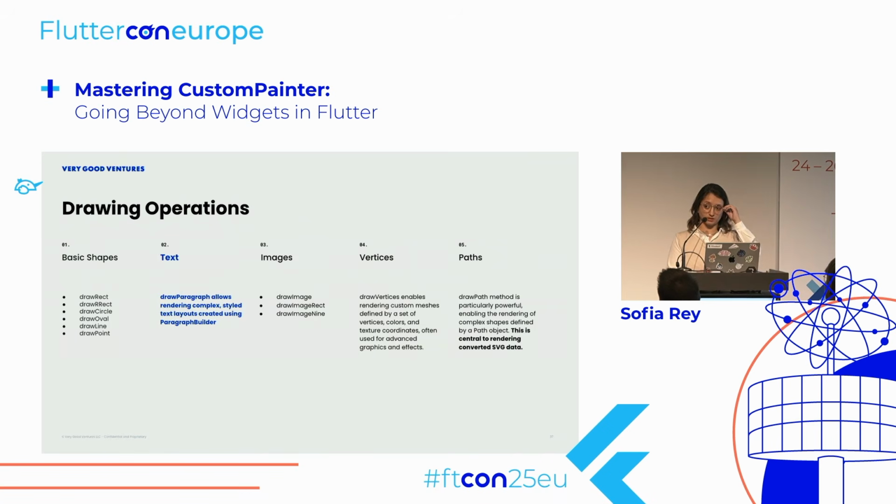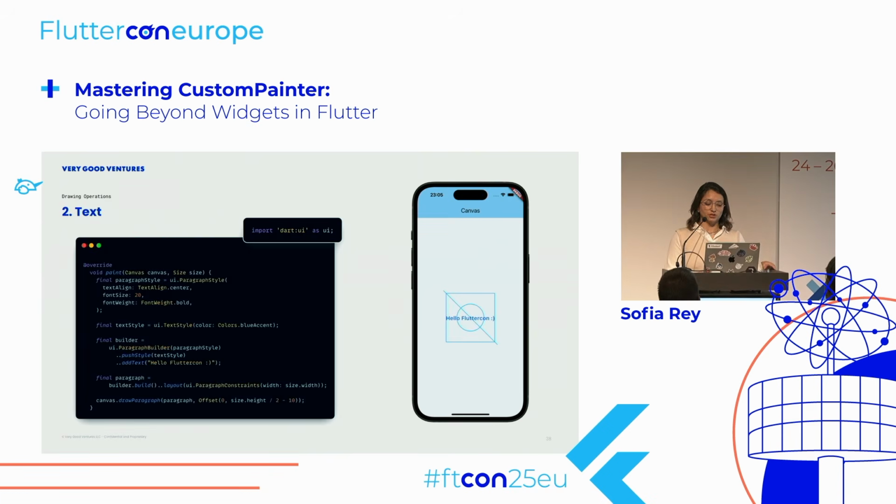Then we have text. We usually use the text widget, right? But if we are painting on a canvas, then it might be better, instead of putting a new widget into our widget tree just to paint the text there, to use draw paragraph. This really gives us a lot of control on how we render the text. For this, we first have to create a paragraph style for the alignment and the max lines, etc.